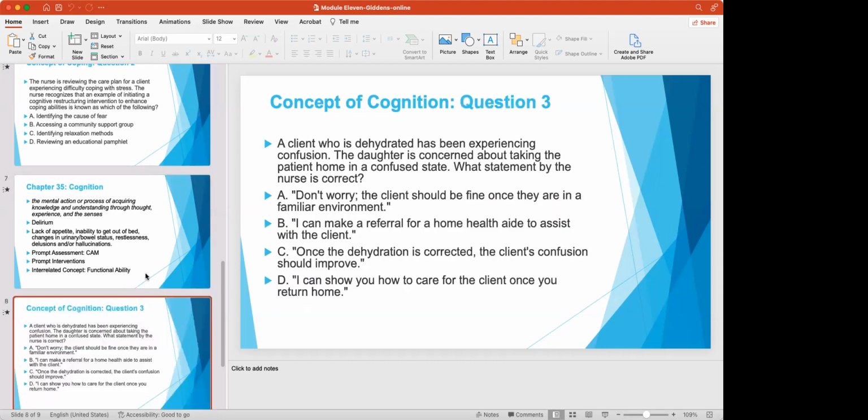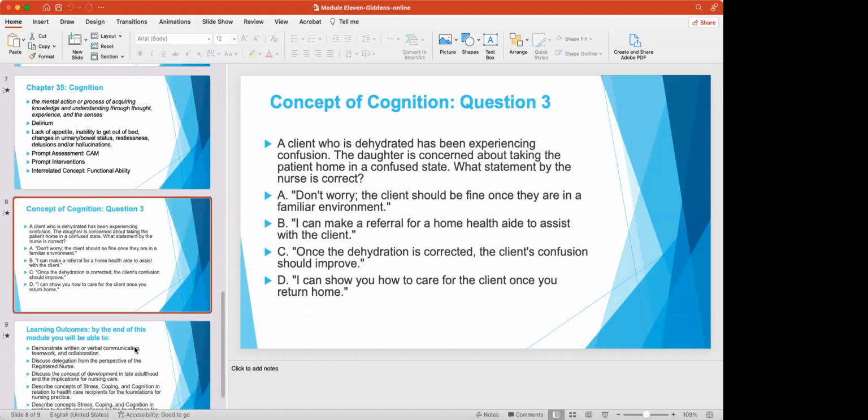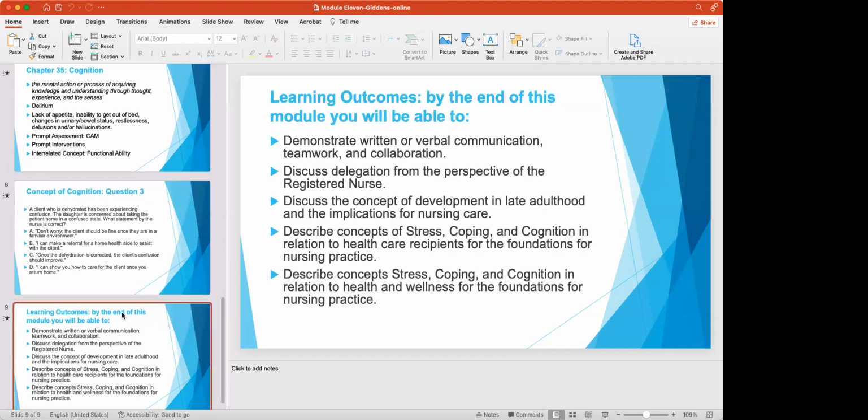So here's the concept of cognition, question 3. And here are your learning outcomes.